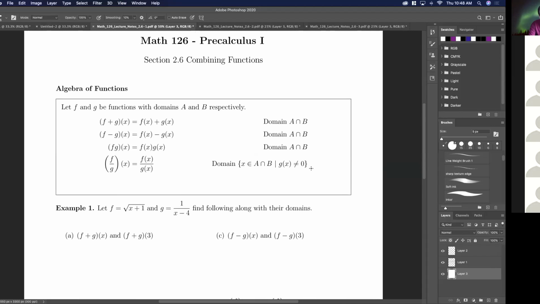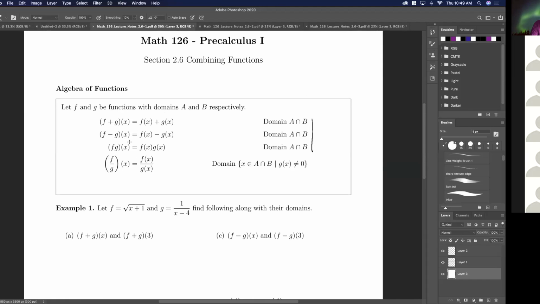All right, so here we're going to do combining of functions. The first one is algebra of functions. Here we can just add functions. We can add two functions, subtract two functions, multiply two functions, or divide two functions. It's really kind of straightforward. We'll go through it real quick. The domain is the intersection between the two functions.